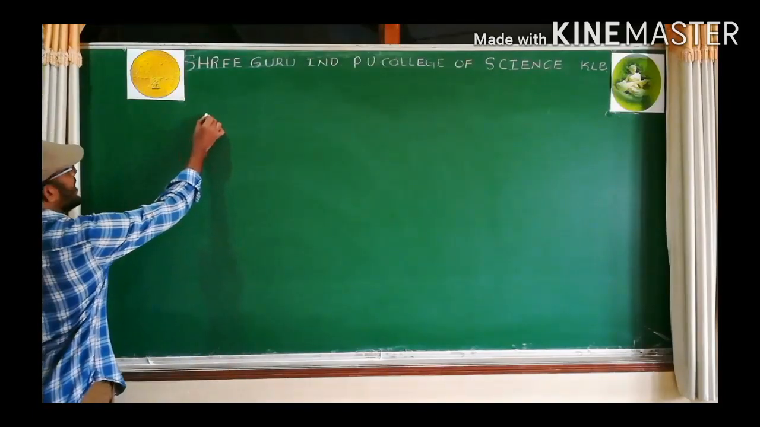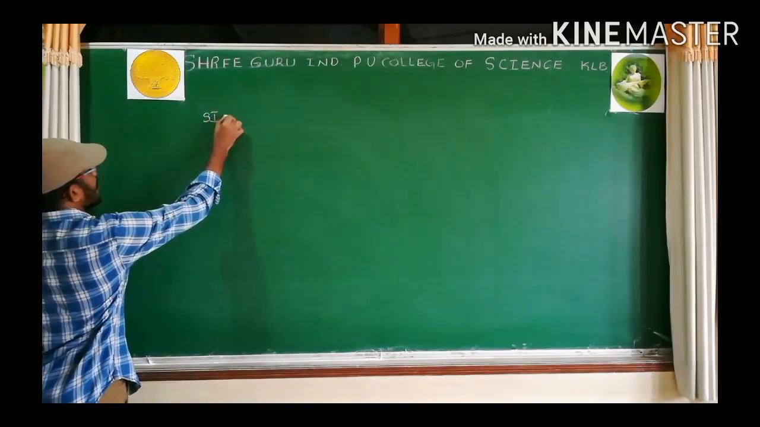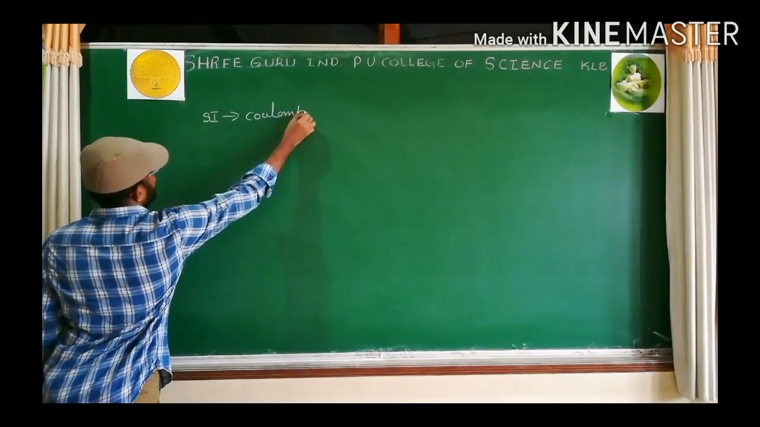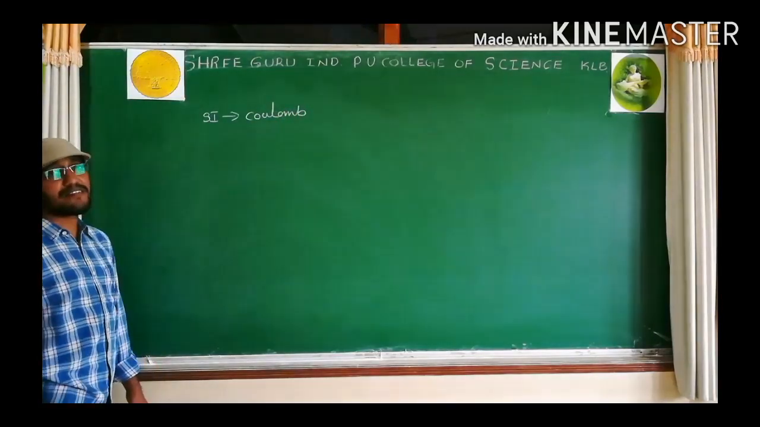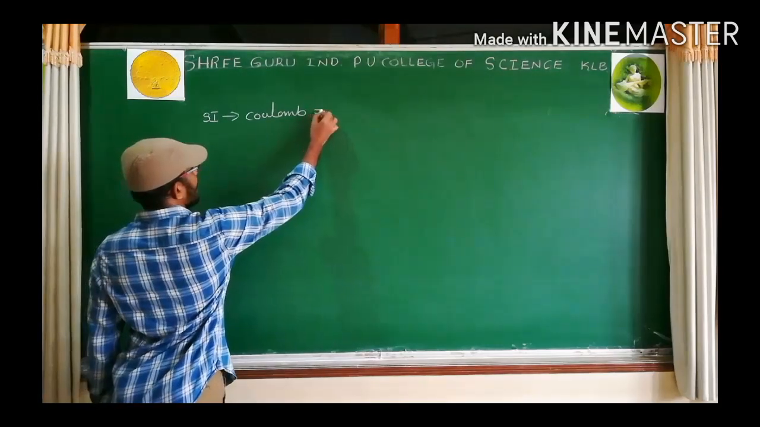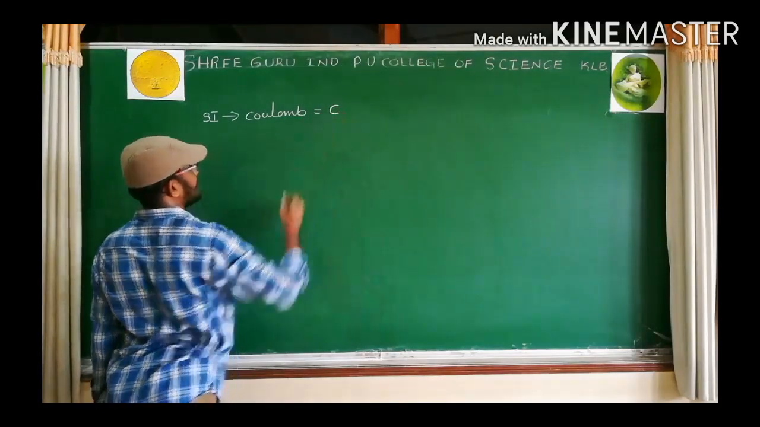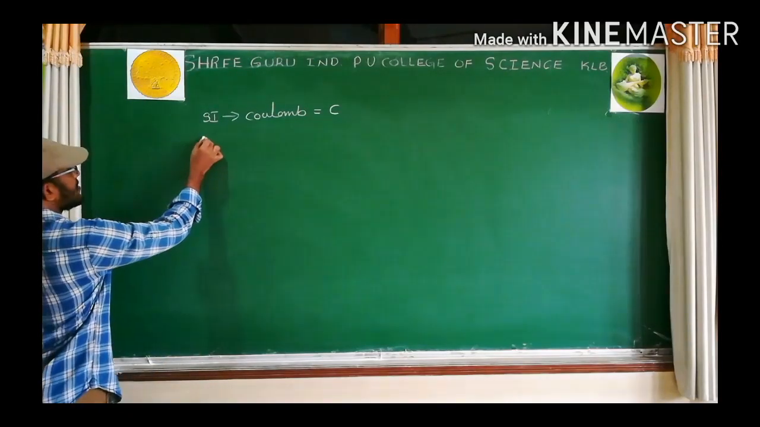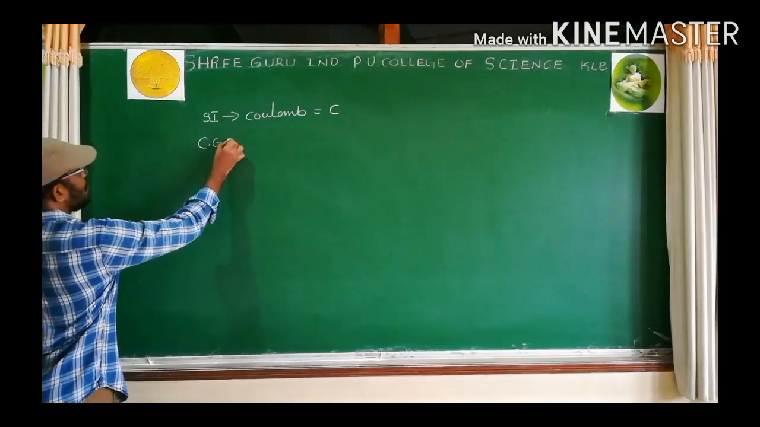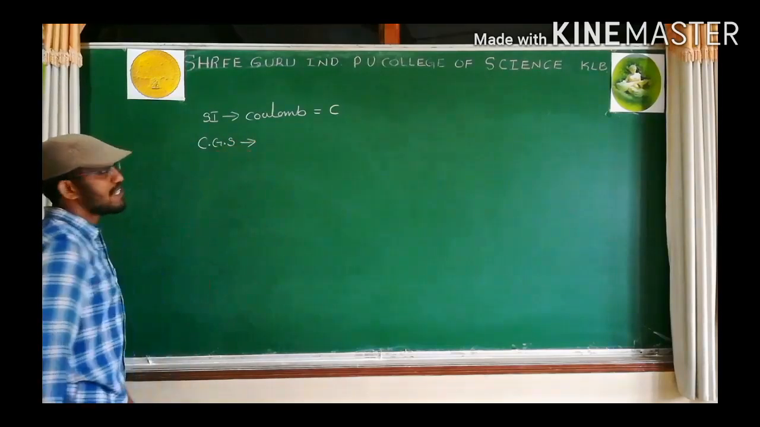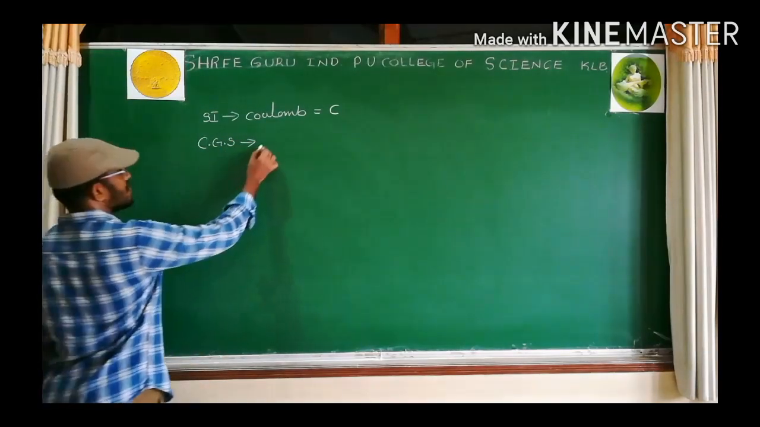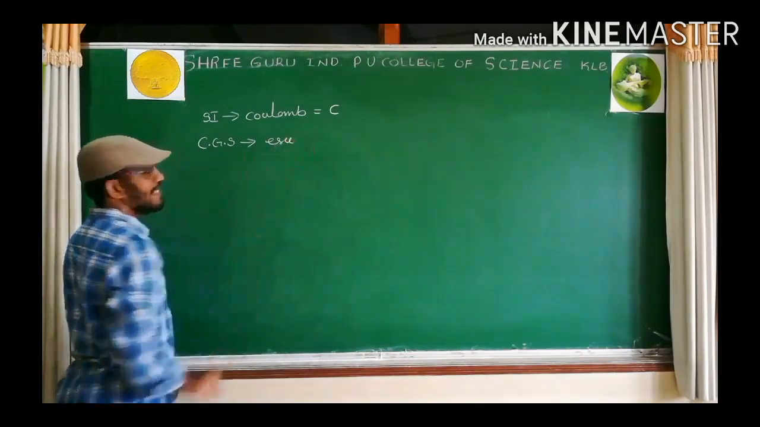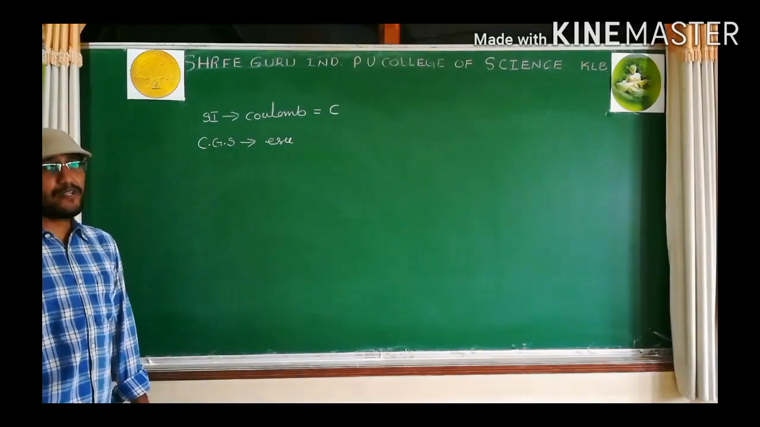So, the SI unit of electric charge is the Coulomb, and we write it with the capital letter C. What is the SI unit of electric charge? Coulomb. And what is the CGS unit of electric charge? The CGS unit of electric charge is ESU. ESU is nothing but electrostatic unit.